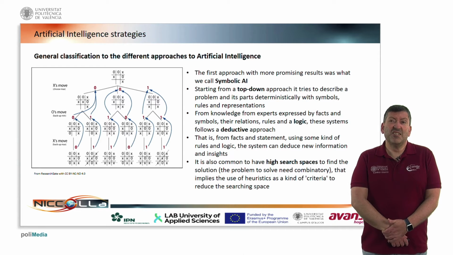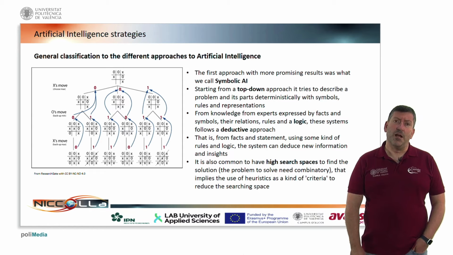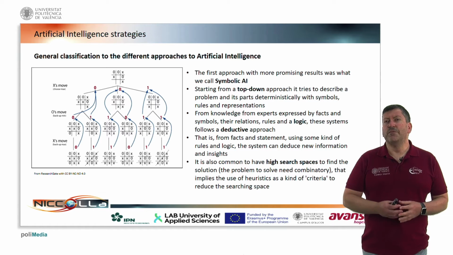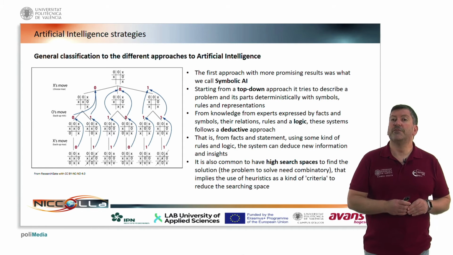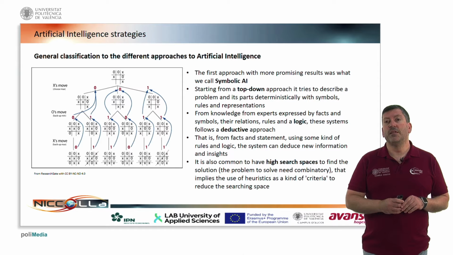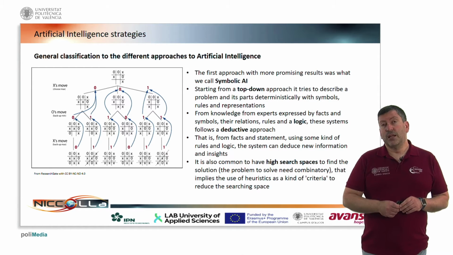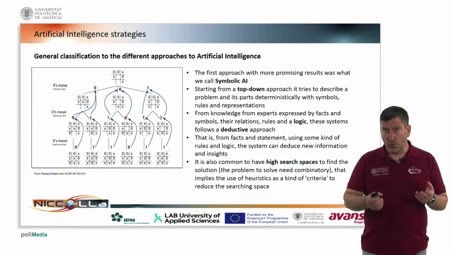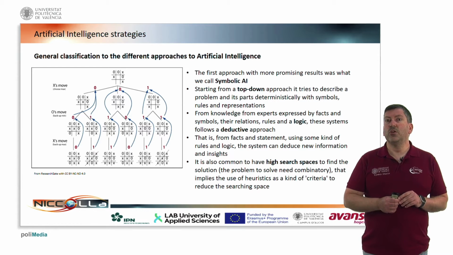So a general classification of artificial intelligence: basically, one way to divide artificial intelligence is into two main groups, what we call symbolic artificial intelligence and non-symbolic artificial intelligence, okay? So as you can read here, the first approach with more promising results, at the beginning at least, was what we call symbolic AI.